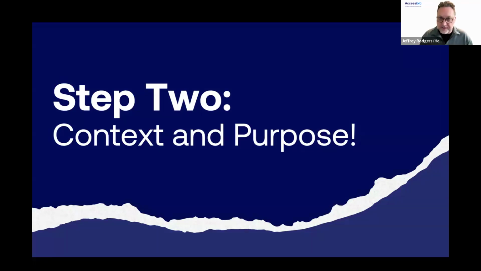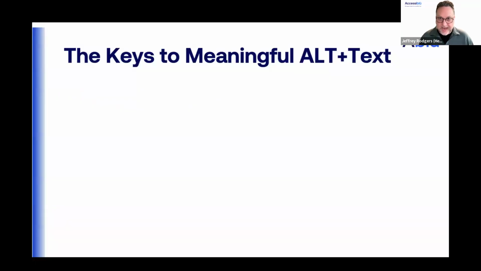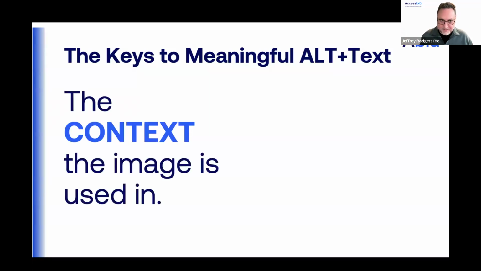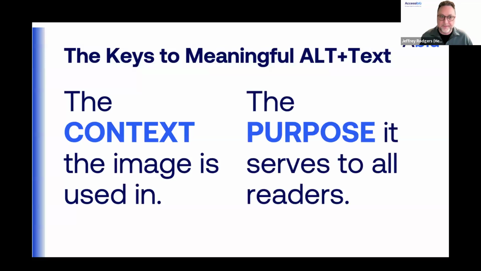Next, step 2. So once you've decided that you need alt text, step 2 is here, and that is going to be context and purpose. If you get anything out of this particular session, context and purpose are the key words. So the keys to meaningful alt text, and the answer to life, the universe, and all things alt text: context and purpose.